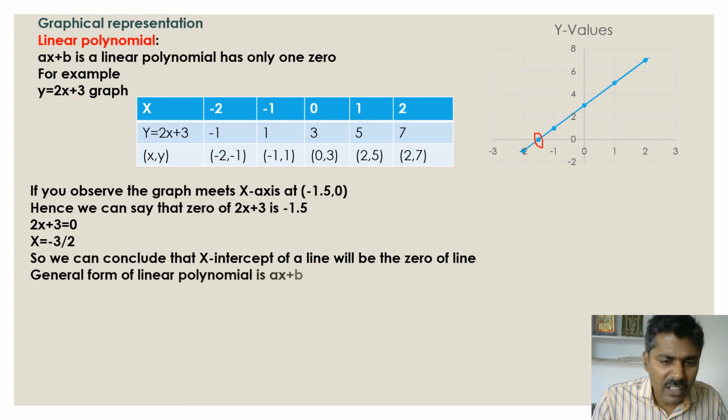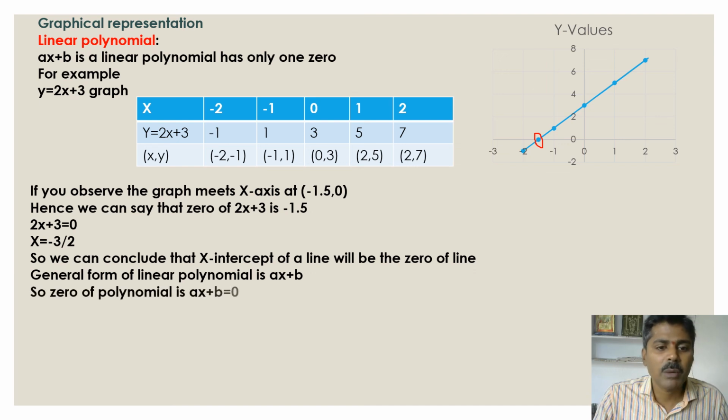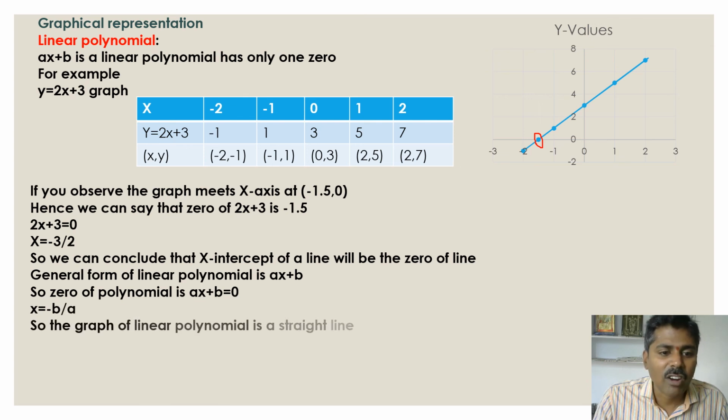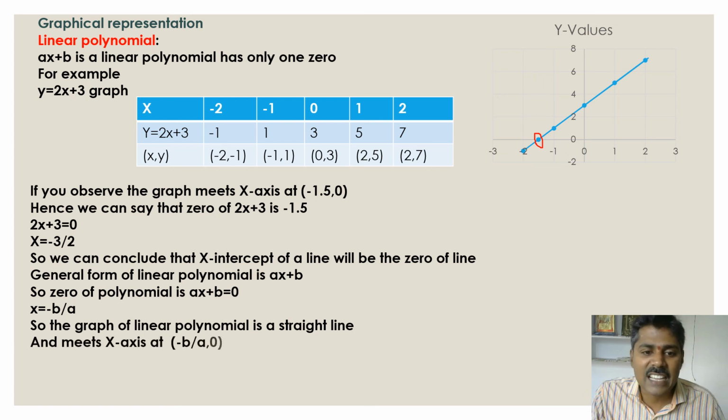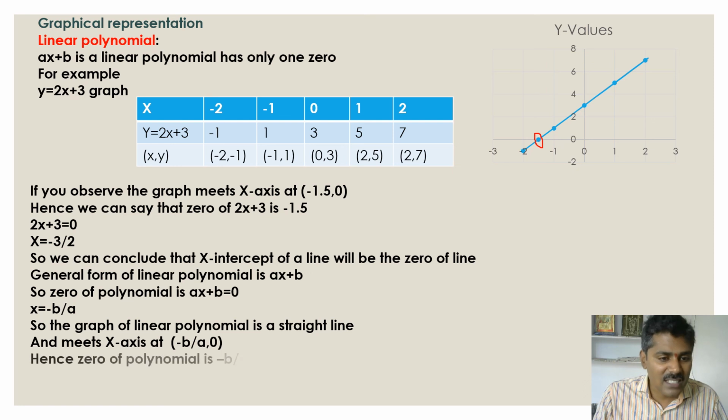The general form of a linear polynomial is ax plus b. Linear means it's a line. So the zero of the polynomial ax plus b becomes x equal to minus b by a. That means the graph of a linear polynomial is a straight line and it meets the x-axis at the point minus b by a comma 0. So hence the zero of the polynomial is minus b by a.